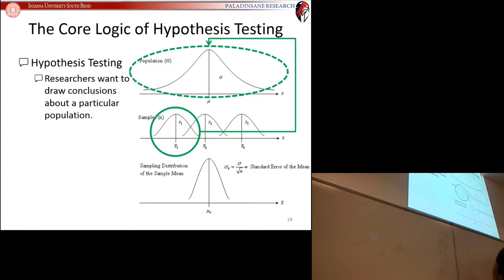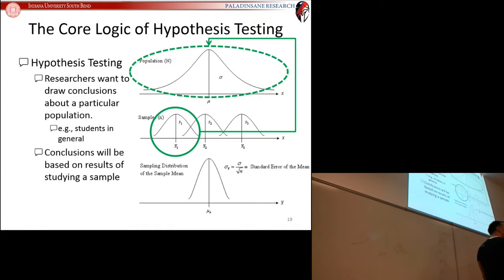So we want to know conclusions about a particular population, and this is how we get to it. We want to know about students in general. We don't want to just know about the students in our class. We want to know, does our treatment help students in general? And we can only get to those students in general by basing conclusions on studying a sample, some small subsection of the entire population.